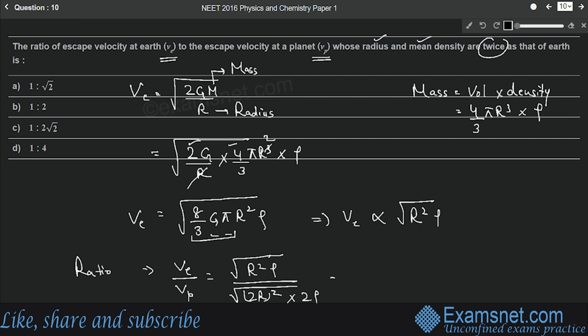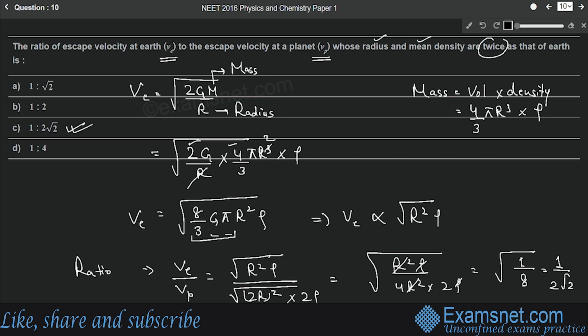So here we get under root R squared rho divided by 4R squared into 2 rho, right? So R squared cancels, rho cancels, and here we get under root 1 by 8, and it can be written as 1 by 2 root 2, because root of 8 is 2 root 2. So the ratio will be 1 is to 2 root 2. That means option C will be the correct answer.